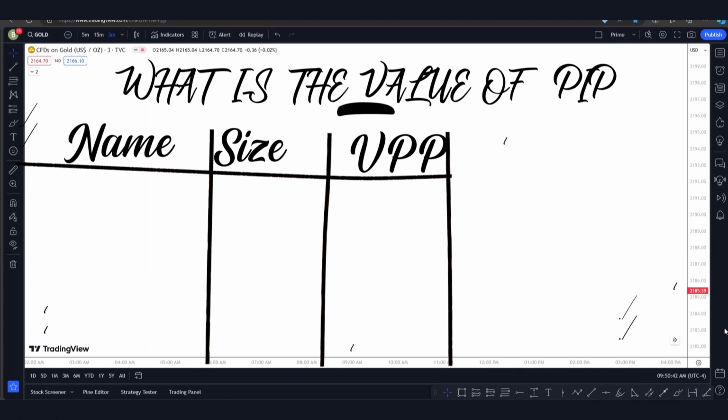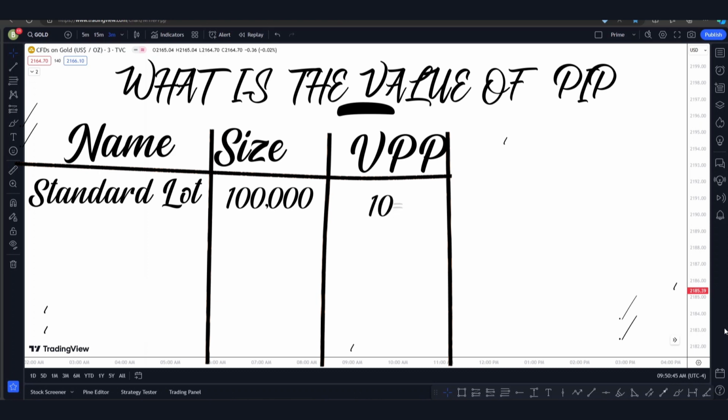So the first one is what we call a standard lot. If you are trading the standard lot, that means you are trading 100,000 units of currency. And so if you are trading 100,000 units of currency on any pair that ends in USD, then this is the exact value per pip. If you trade one standard lot, or every 100,000 units, then you are trading at a value of $10 per pip. So if you are trading a standard lot on the euro dollar, every 1 pip movement is equivalent to $10.